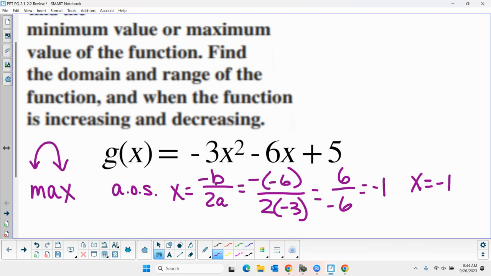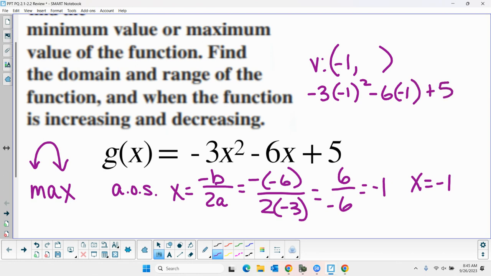To find that vertex then, I know the x value is -1. So I'm going to substitute -1 in for x so I can find the y value of the vertex to finish my vertex. When I do this, I do the -1 squared first, which is +1 times -3 is -3. -6 times -1 is +6. And -3 plus 6 is 3 plus 5 is 8. So the maximum value is 8. Okay? Questions?